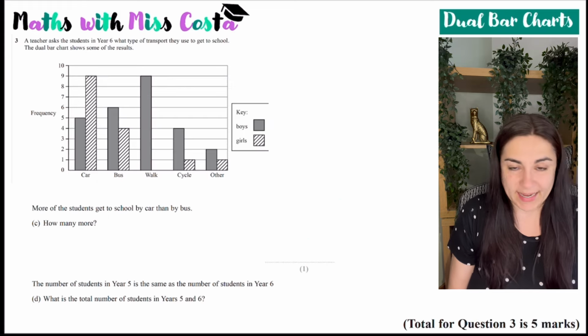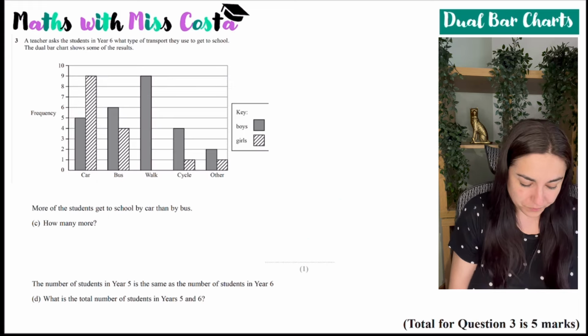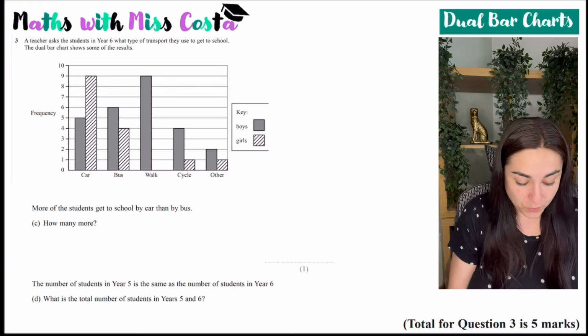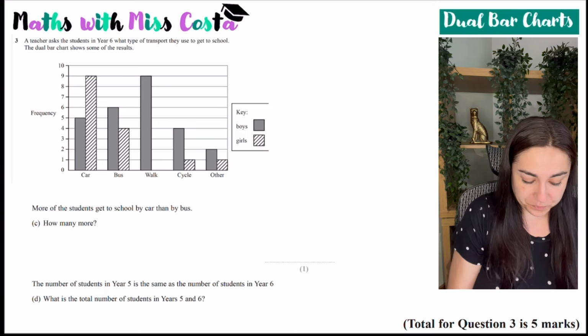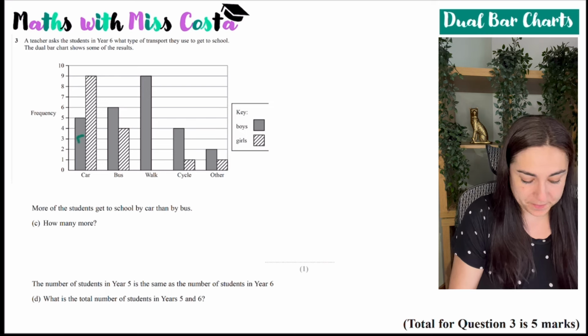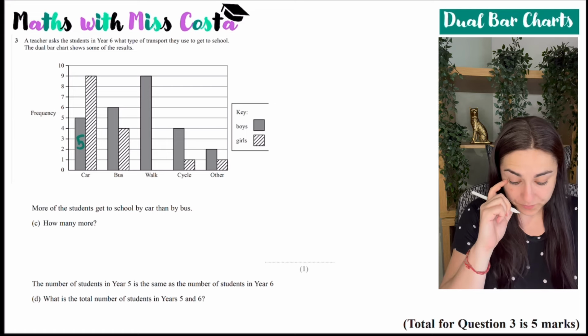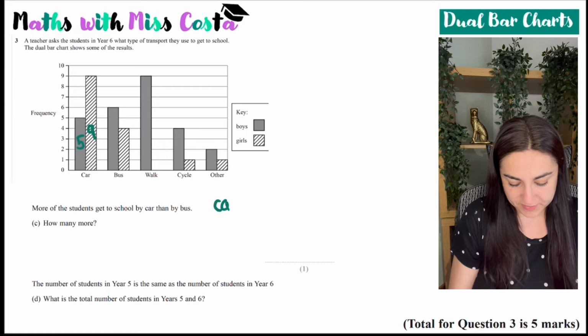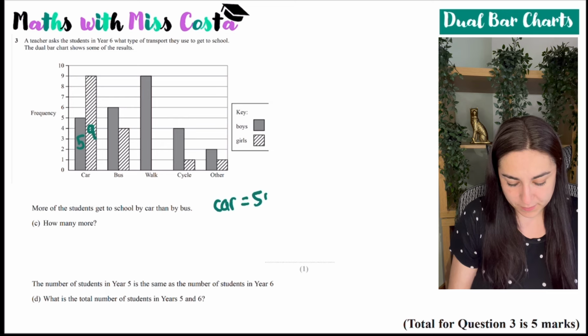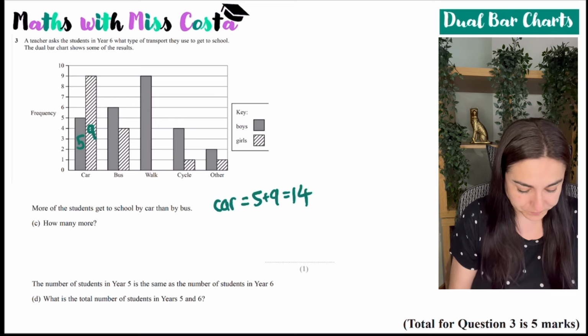The next question says, more of the students get to school by car than by bus. How many more? So what we can do is look over here. That is 5 boys go by car and 9 girls go by car. So in total, by car, 5 plus 9 is 14. So 14 people go by car.